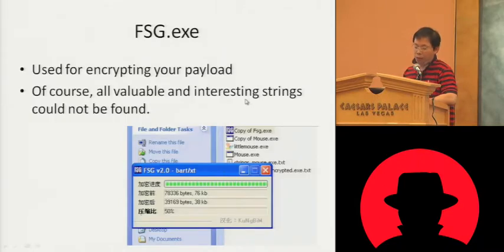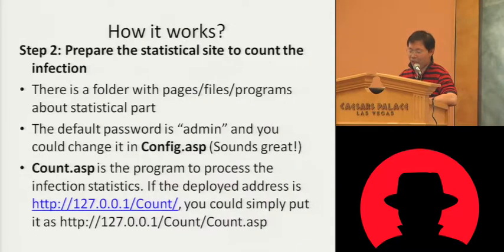And afterwards, you have found the mouse.exe and another executable, FSG. It does the encryption. The user could encrypt the mouse.exe. Of course, once you encrypt it, you can find the strings. Then how does it work again?